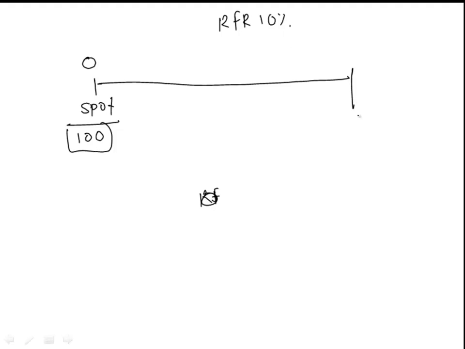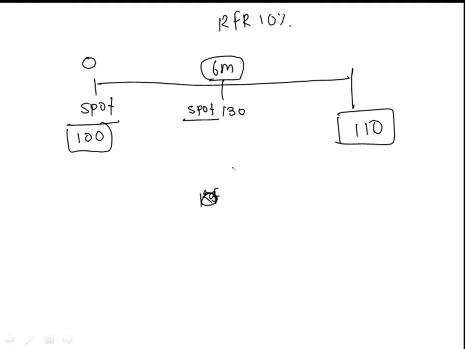Let us say today this is time 0, spot price is 100, RFR is 10%. So that forward contract price will become 110 for 1 year. Now, let's say after 6 months, the spot price has become 130. Let's assume no dividend. We want to know what is the value to the long position.